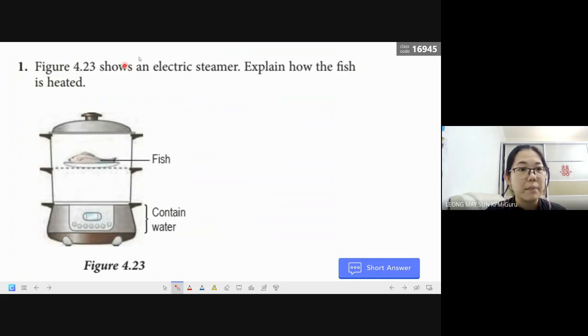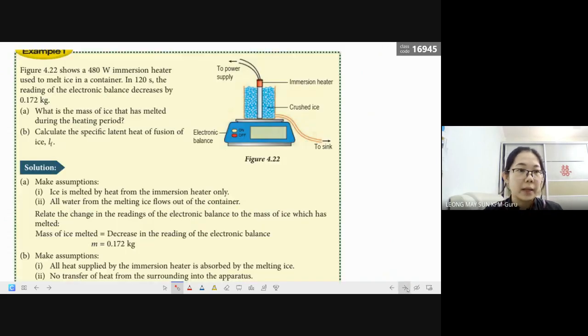All right, I already mentioned how the fish is heated in the explanation just now. I guess you guys have already copied that down. So this is an example inside the textbook. Figure 4.22 shows a 480 watt immersion heater used to melt ice.